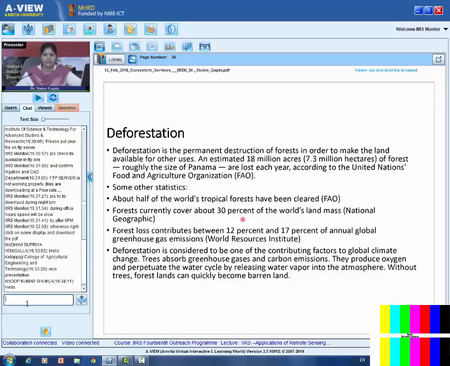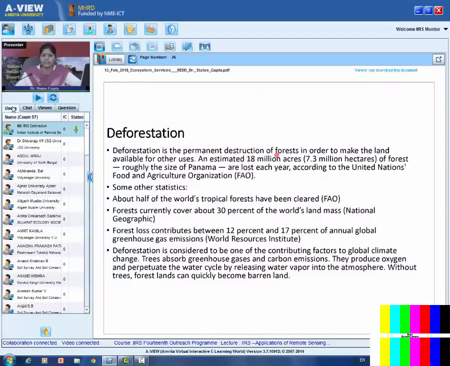Forests currently cover 30% of the world's landmass as per National Geographic, and forest loss contributes between 12 and 17% of the annual global greenhouse gas emissions as per the WRI, World Resources Institute. Deforestation is considered one of the contributing factors to global climate change. Trees absorb greenhouse gases and help in reducing carbon emissions, and they produce oxygen and perpetuate the water cycle by releasing water vapor. So if there are no forests, the lands can quickly become barren.